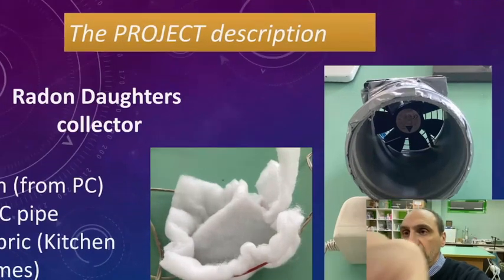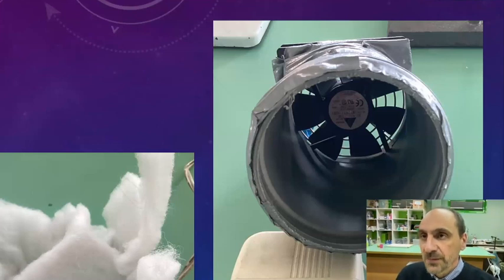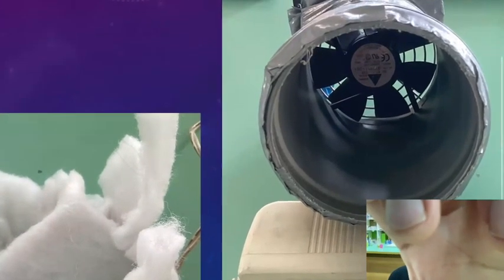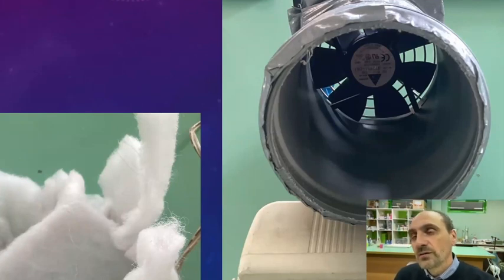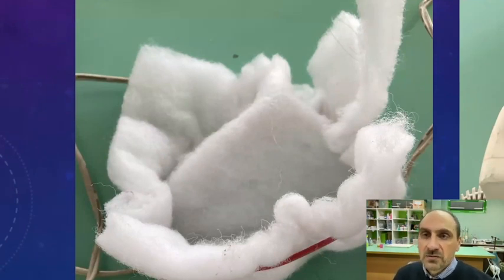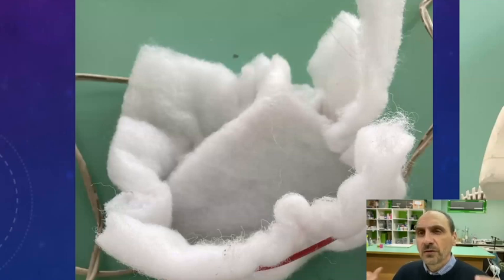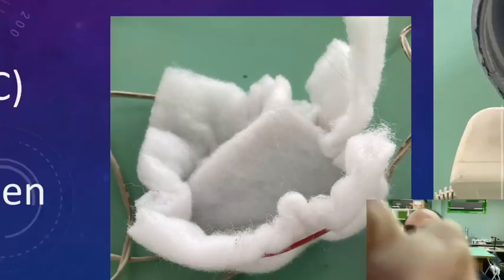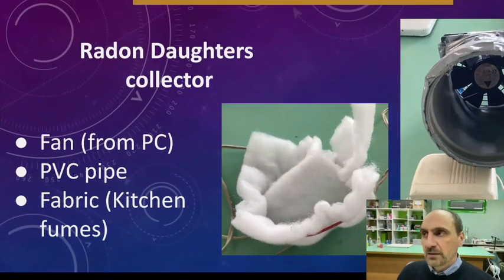You can see on the right, this is a PVC tube with a fan at the end of the tube. It's a fan from a PC, okay? And then I will cover the top of the tube with this fabric, this cloth. I have tried with different materials. This works very well. It is a filter that I use in the kitchen for the kitchen fumes. But I think that any similar material will work fine.